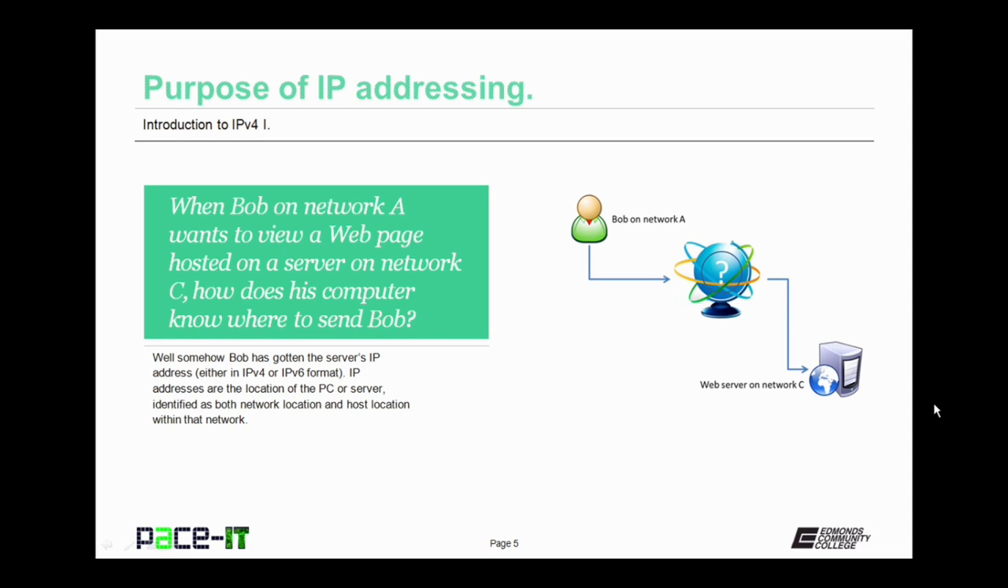When Bob on network A wants to view a web page hosted on a server on network C, how does Bob's computer know where to send him? Well, somehow Bob has gotten that server's IP address, either in IPv4 format or IPv6. IP addresses are the location of a PC or server, or some other network device that identifies it by both its network location and host location within that network.